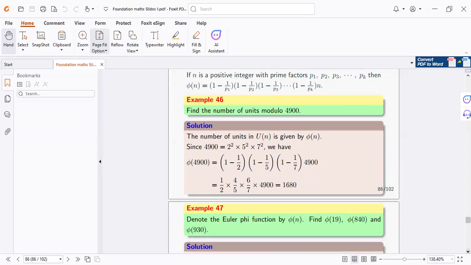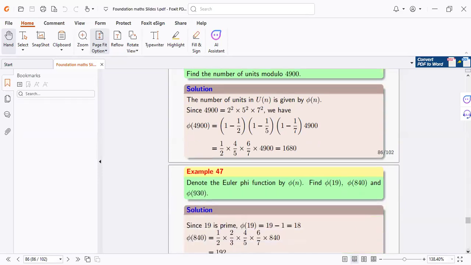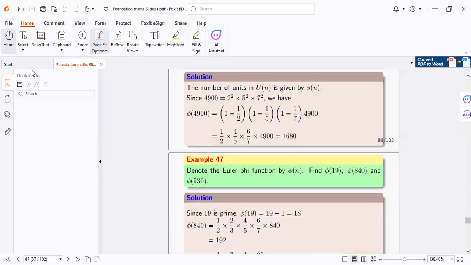Now, what does this question say? This question is saying, denote the Euler phi function by this. Find this. In other words, find how many numbers are relatively prime to 19, find how many numbers are relatively prime to 840, find how many numbers are relatively prime to 930.